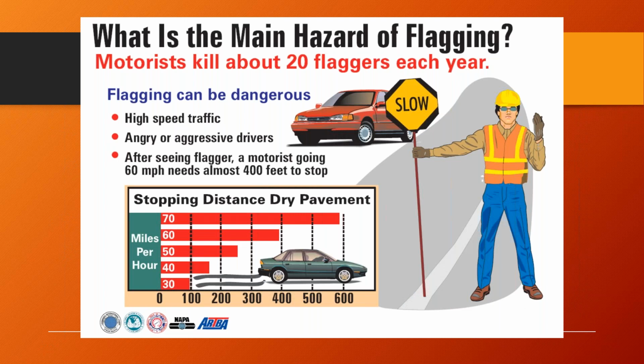So here's some things to consider here. What is the main hazard of flagging? It says motorists kill about 20 flaggers each year. So flagging can be dangerous. Some of the things that are dangerous are the high-speed traffic, angry or aggressive drivers. And after seeing a flagger, a motorist going 60 miles per hour needs almost 400 feet to stop.